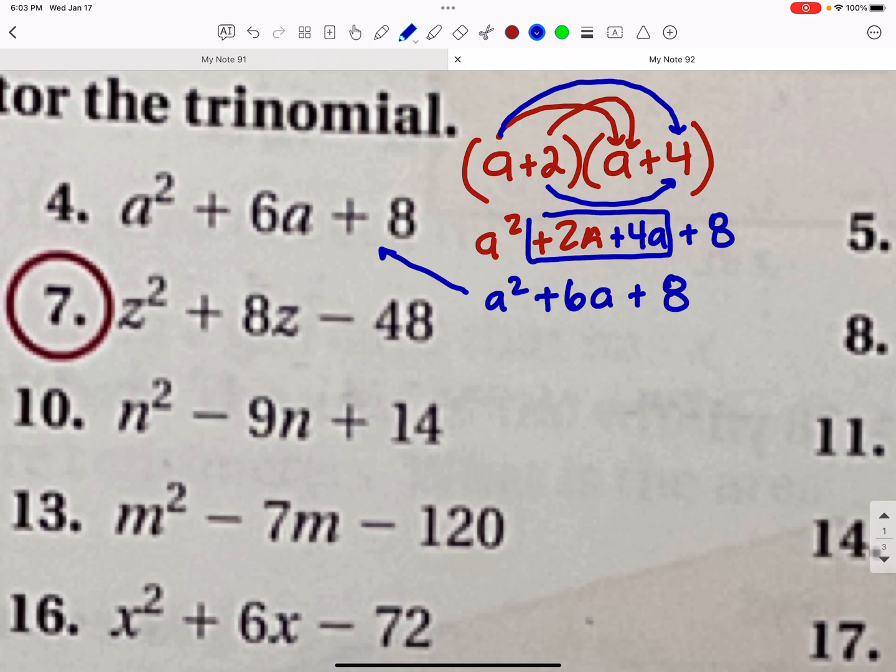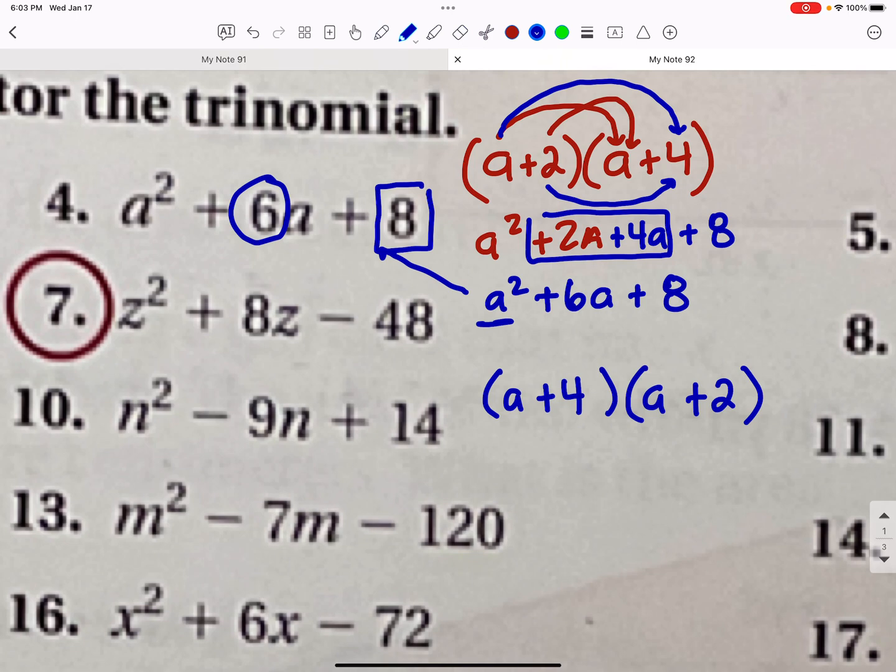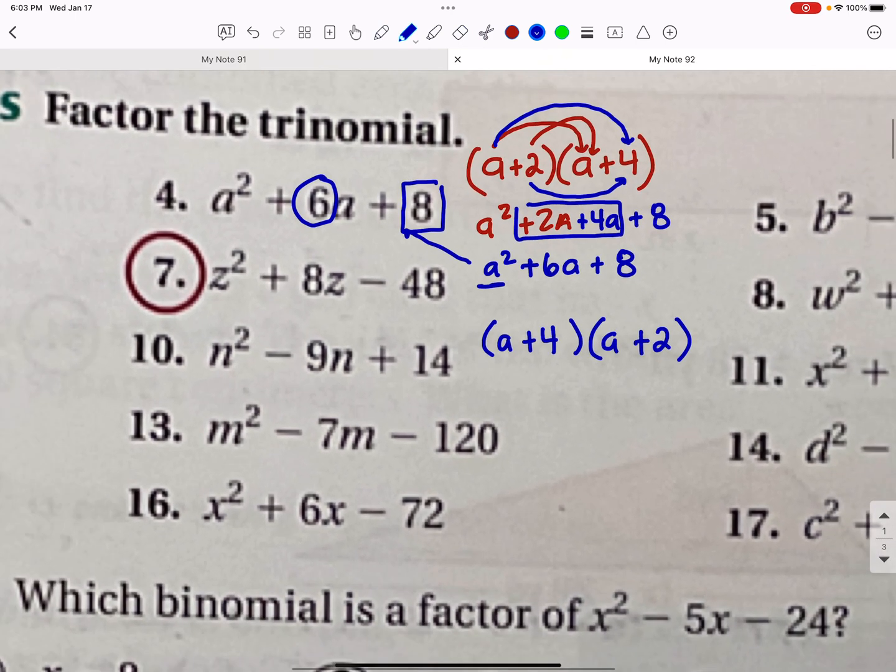All right, so how does it work out? Because we have a squared, we know it's going to be a times something and a times something. The shortcut is I've got to think of two numbers that multiply to 8 that add up to 6. And in my head, I'm like, oh, 4 and 2. So I just factored a squared plus 6a plus 8 into a plus 4 times a plus 2. So the trick is you have to figure out two numbers that multiply to the back number and add up to the middle number.